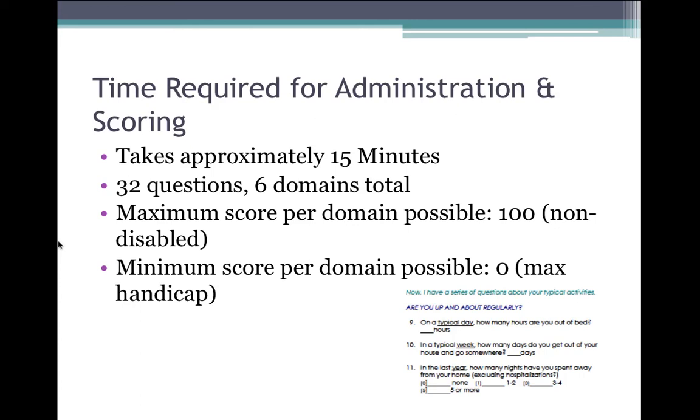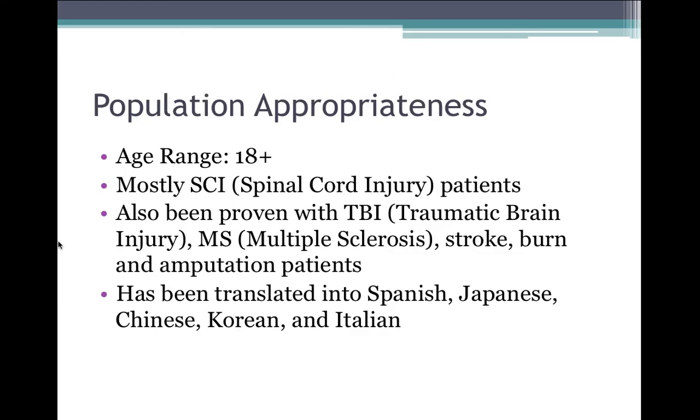And here's another example of what the assessment looks like. Typically, this assessment would be used with those aged 18 and older, and also mostly with spinal cord injury patients, but it's also been proven to work with traumatic brain injury, MS, stroke, burn, and amputation patients. It's been translated into 5 different languages: Spanish, Japanese, Chinese, Korean, and Italian.